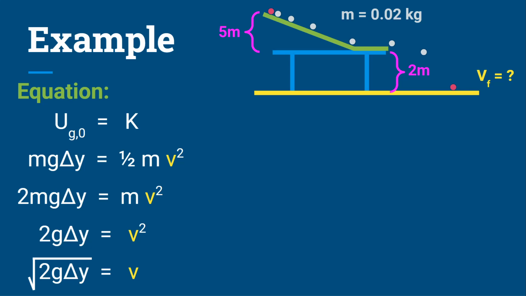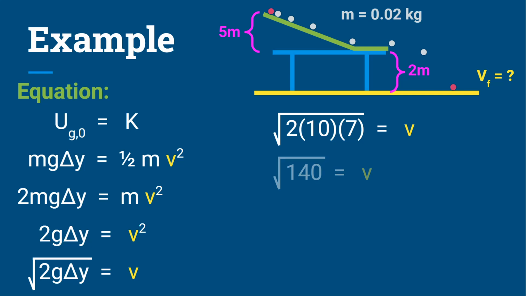Now we can plug in our numbers. I know g, gravitational field strength on Earth, is 10. I know the height: it's the 5 plus the 2, since the ramp is on the table, so it's a total height of 7. So 2 times 10 times 7, all of that under the radical, is equal to 140, and so the square root of 140 would be my velocity, which gives me a value of 11.83 meters per second.